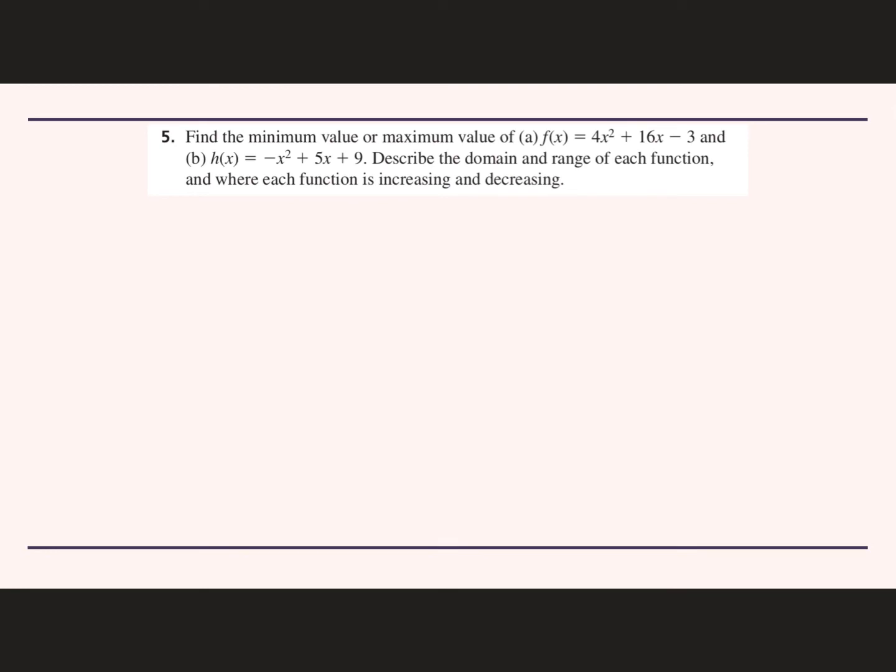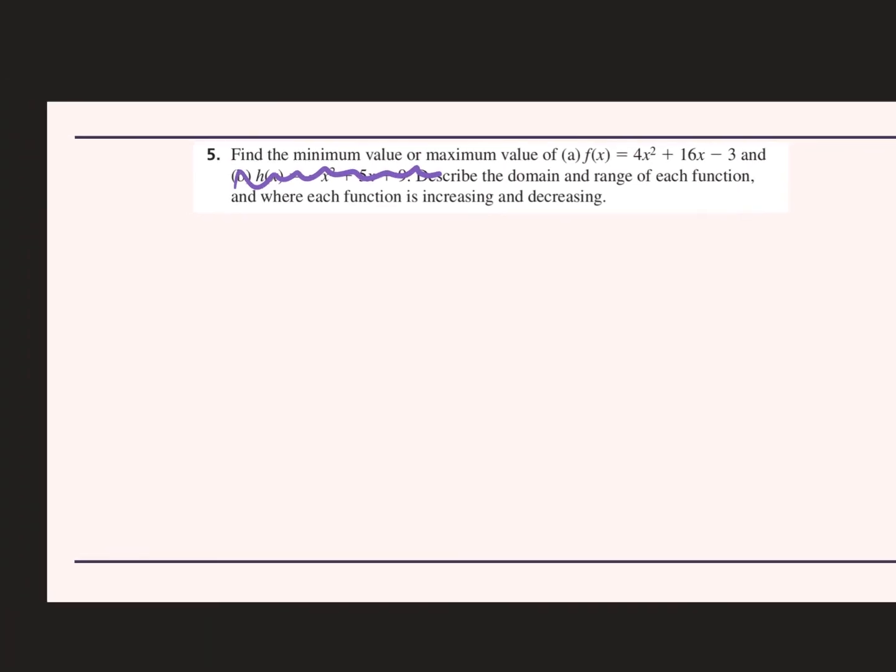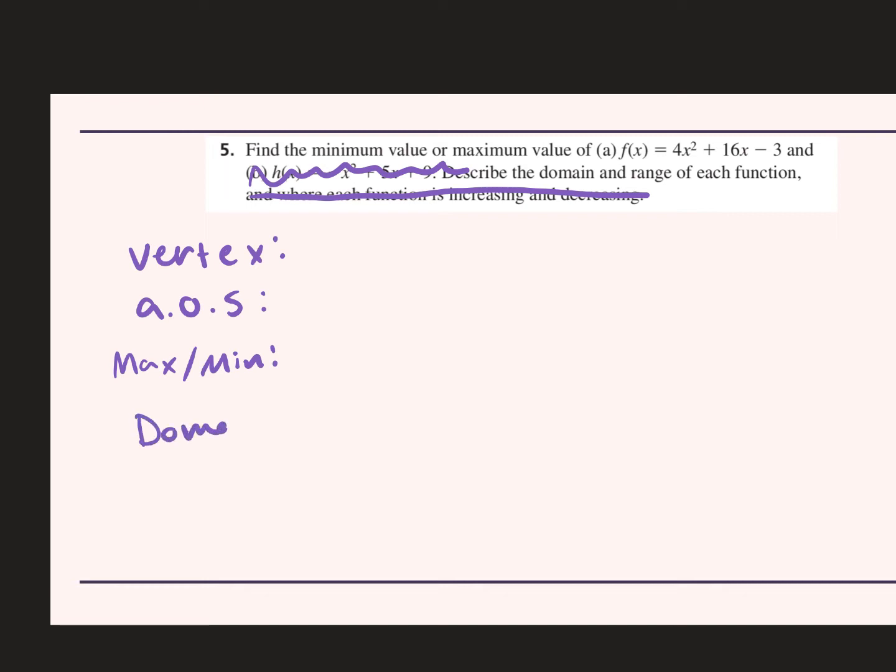All right, let's do one more. We're going to do A, so you can cross out B so we don't get confused. We're going to find the minimum or maximum value of A and describe the domain and range. So just like before, we're going to find everything. So we need the vertex, the axis of symmetry, the max or min, and the domain and range.